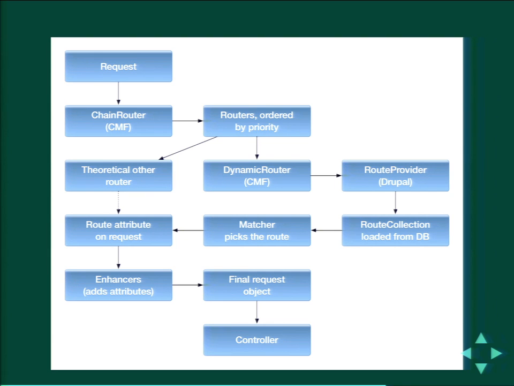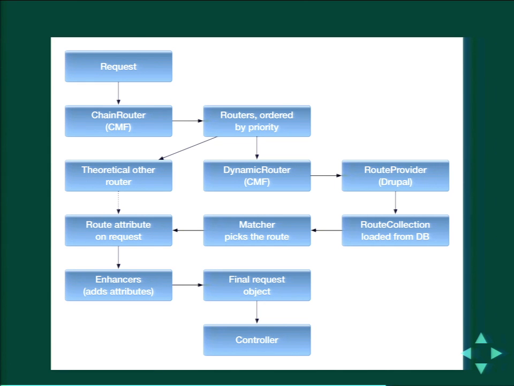And once the matcher is done selecting which route is to be processed, it will simply modify the request object. The request object in Symfony has so-called attributes, and these attributes are metadata that different modules have attached to the request. So the selected router will simply be another attribute on this request object.